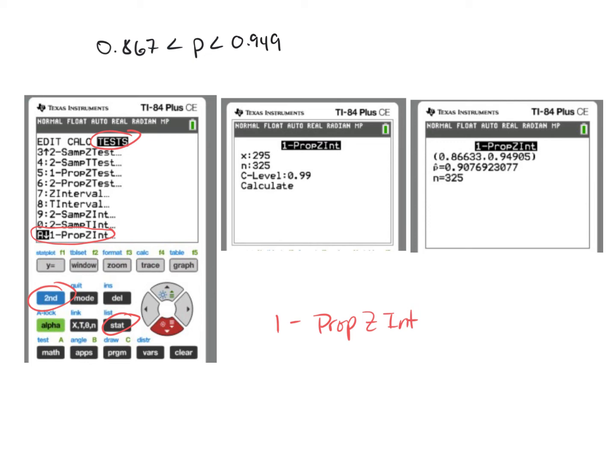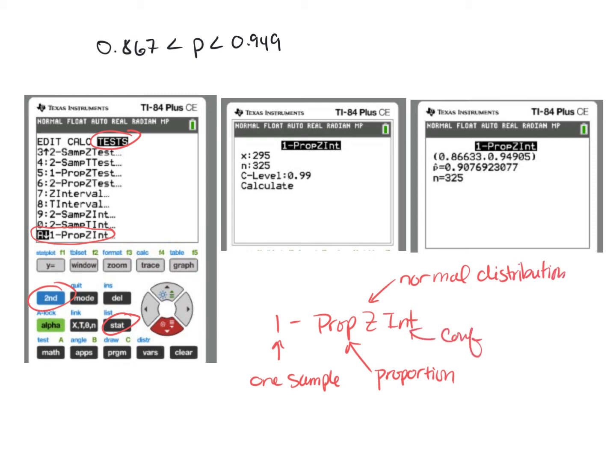confidence interval. 1 stands for 1 sample, because we're dealing with just 1 sample here, from 1 population. Proportion, because you want to estimate for a population proportion. And anytime you're estimating for a population proportion, we always use the normal distribution. So that's why you see Z. So we're always using the normal distribution. And then interval, meaning you want to build a confidence interval.